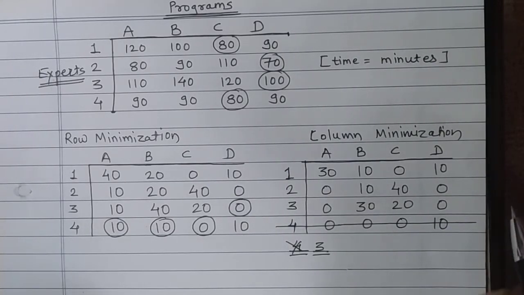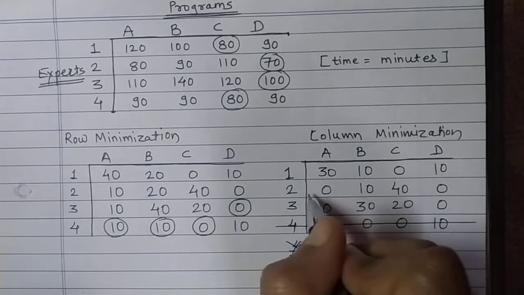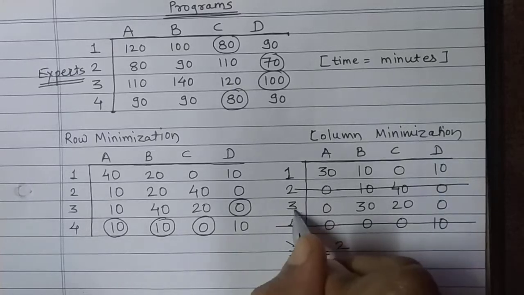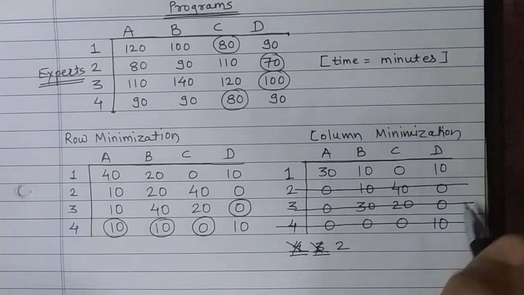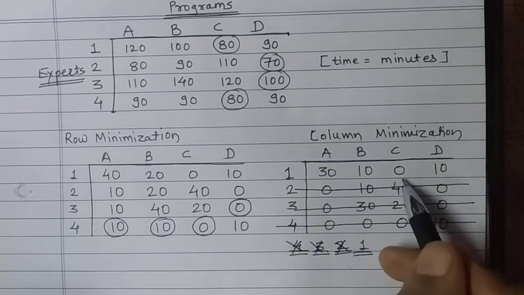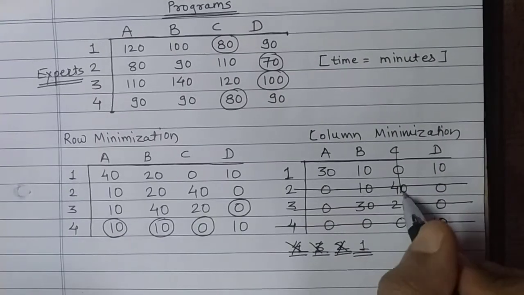Now can you identify 3 zeros? No. So go for 2 zeros. Can you identify 2 zeros? Yes. In the second row and in the third row there are 2 zeros. Again, can you find 2 zeros now? No. So reduce this count by 1 and search for 1 zero. For this one you can draw a horizontal line or vertical line. I will draw a vertical line.